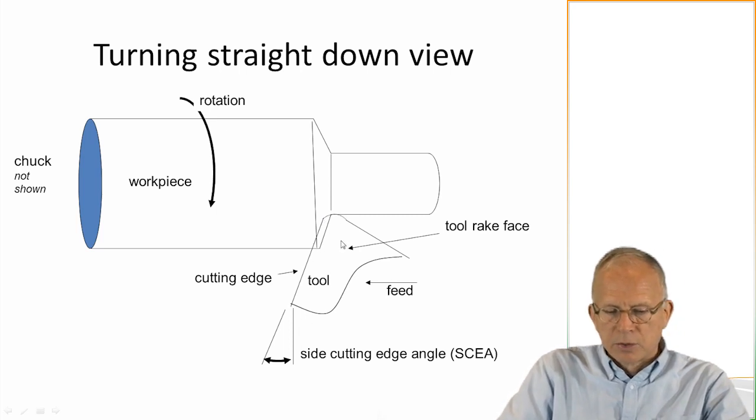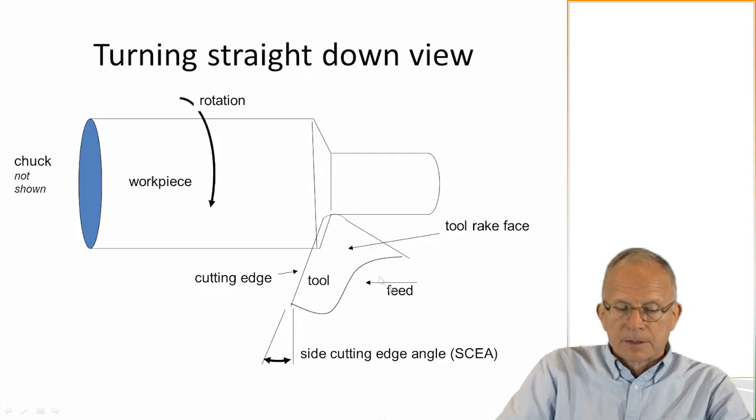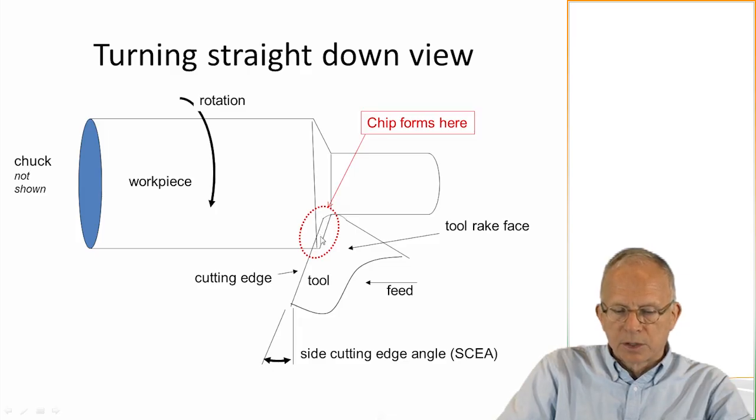So we have the tool, which is feeding in this way. This is the rake face of the tool that we're looking straight down on. So this is the cutting edge of the tool that we're seeing. Now later, we're going to be looking at a cross-section of this, and the cutting edge will become a point, and the tool rake face will become a line. But the tool is feeding in this direction, the workpiece is rotating like this. So the chip is forming here in this overlap region between the tool and the workpiece.